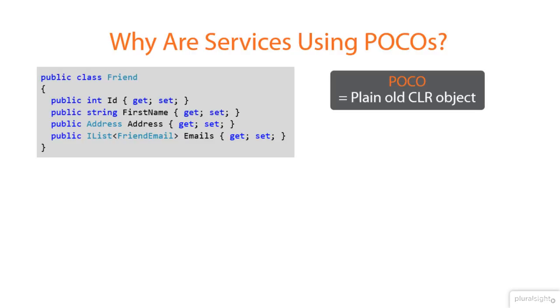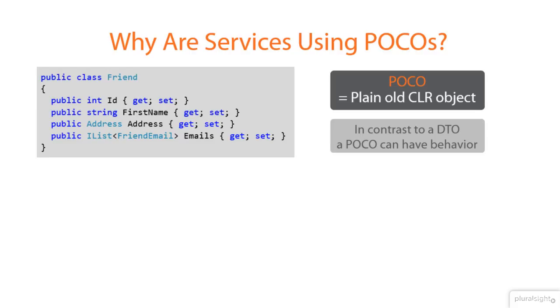So what's the difference between a POCO and a data transfer object, also known as DTO? The difference is that in contrast to a DTO, a POCO can have behavior. So it's completely fine if you add, for example, a ValidateFirstName method to this Friend class.